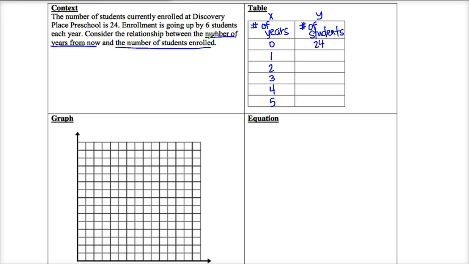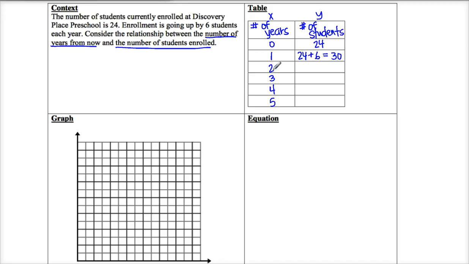Okay. Then how many students will they have after 1 year? Well, it says they start with 24 and enrollment is going up by 6 students each year. So we start with 24 students and we're adding 6 students after 1 year. So 24 plus 6 gives me 30. So after 1 year there will be 30 students.